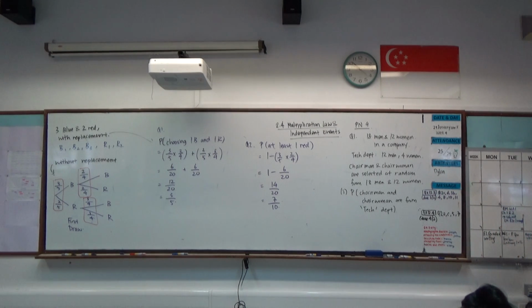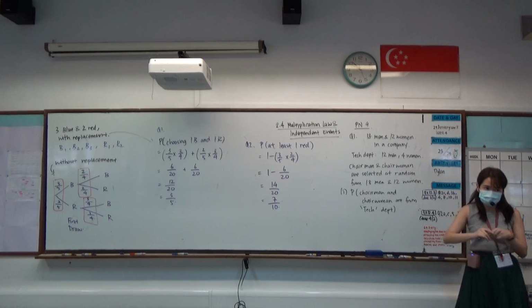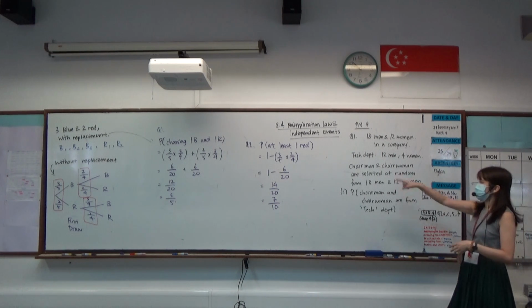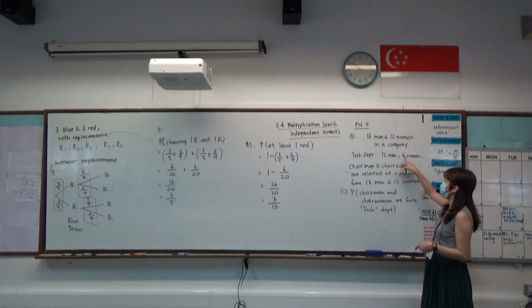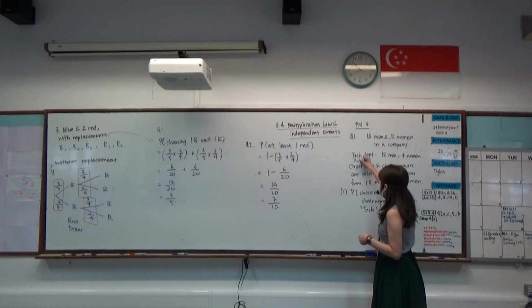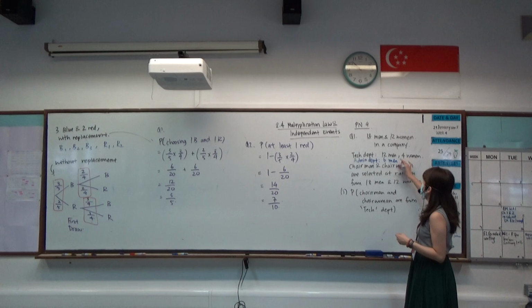In Practice Now 9, we have a company that has 18 men and 12 women. The company has 2 departments: one is an admin department, the other is a tech department. It says that in the tech department, there are 12 men and 4 women. That will tell us that in the admin department, there should be 6 men and 8 women.